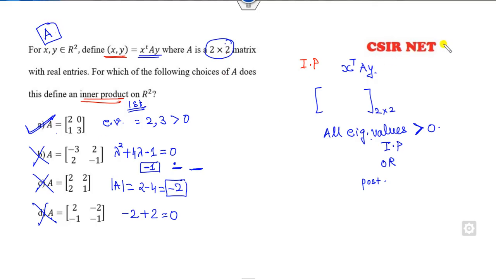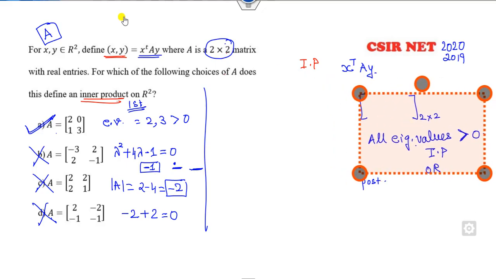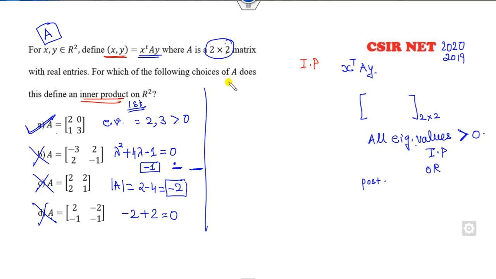This is the CSIR, I think 2020 examination or 2019. What is the second method? Instead of finding the eigenvalue, we can start with positive definite. So this is the second method. For this matrix, look at the first value, that is 2, which is greater than 0. Look at the determinant of this, 6, which is greater than 0. Therefore, this is positive definite. So this is the right answer.